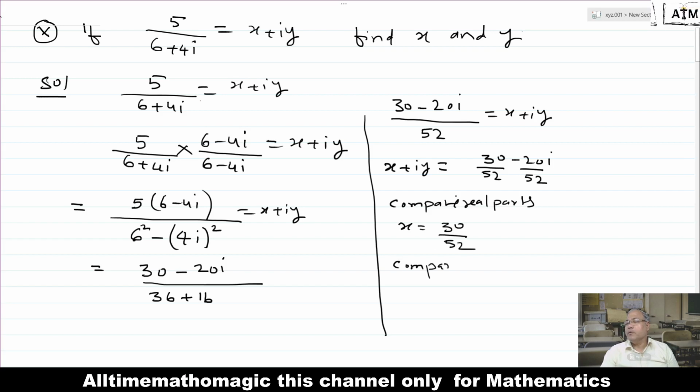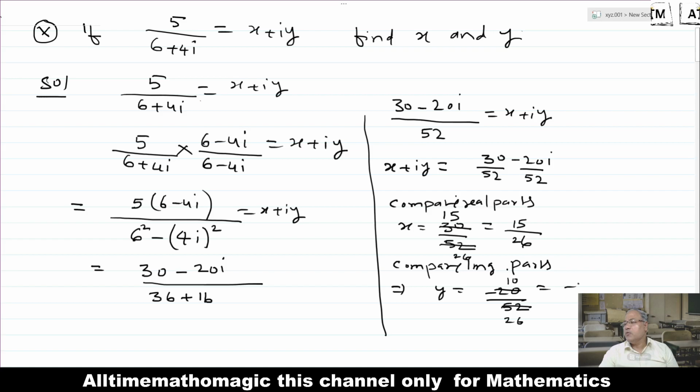Comparing imaginary parts implies y equals to minus 20 upon 52. Here first answer was x equals to 30 upon 52. You can cancel by 2. 2 ones are 2, and 2 fifteens are 30, so that was 15 upon 26. And here also you can cancel: 2 tens are 20, 2 thirteens are 26, so minus 10 upon 26.